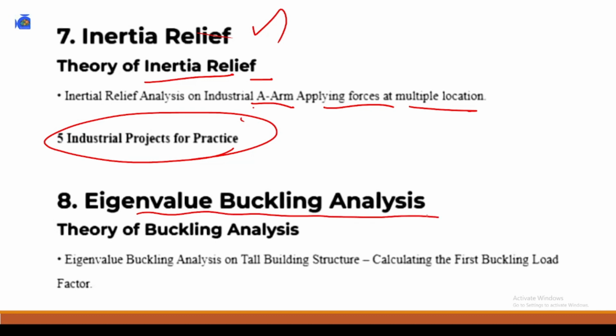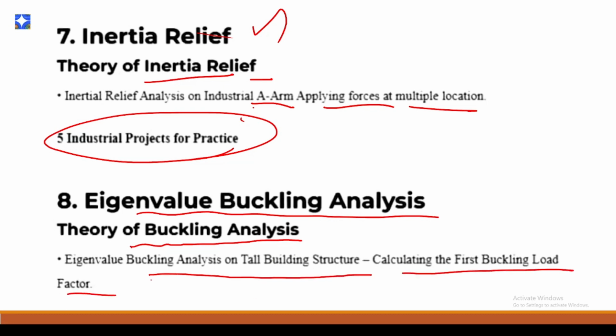Then comes the eigenvalue buckling analysis. Then we'll discuss what is buckling and what is the eigenvalue method which has been used for doing the buckling analysis. Where we'll be doing the eigenvalue buckling analysis on tall building structures, calculating the first buckling load factor.